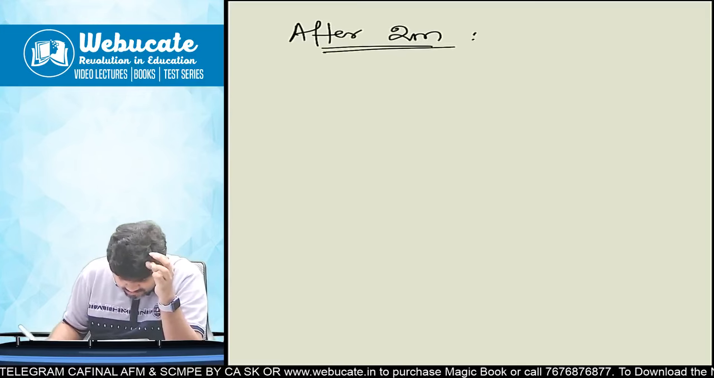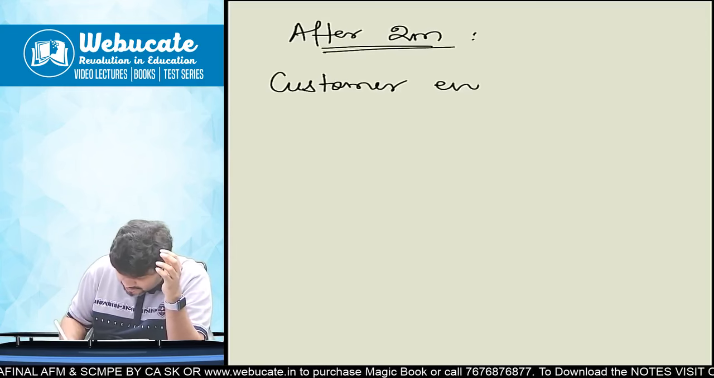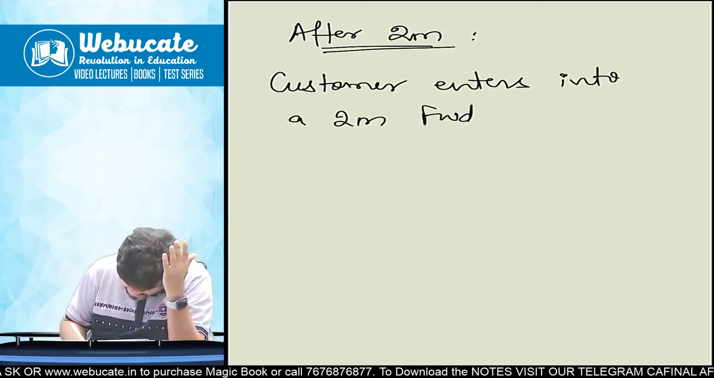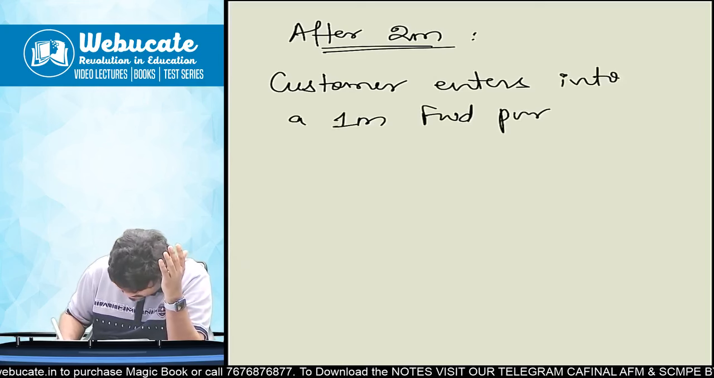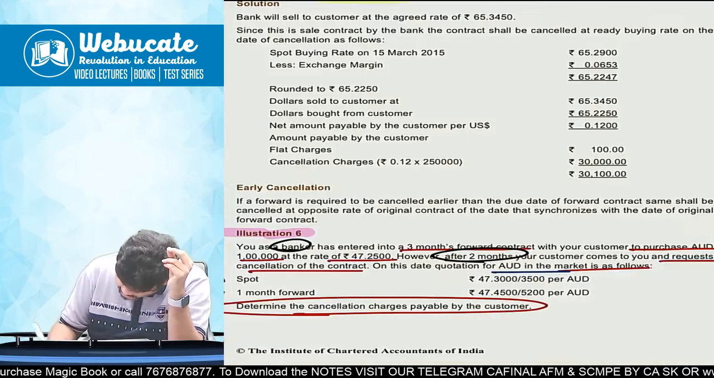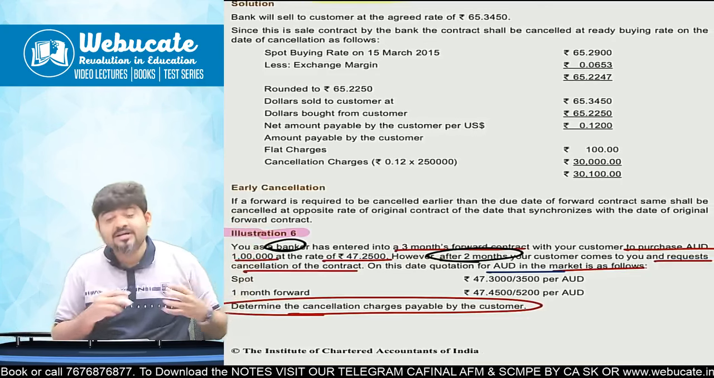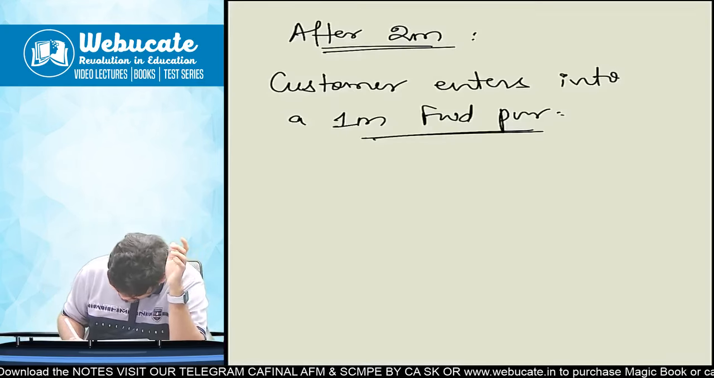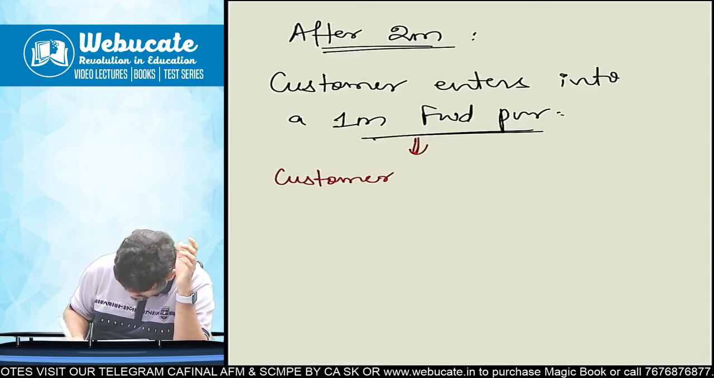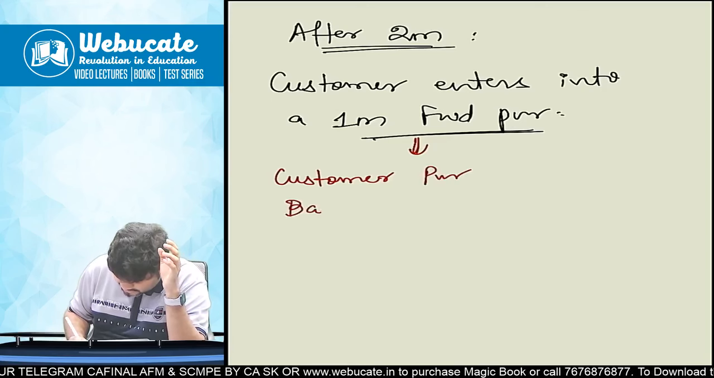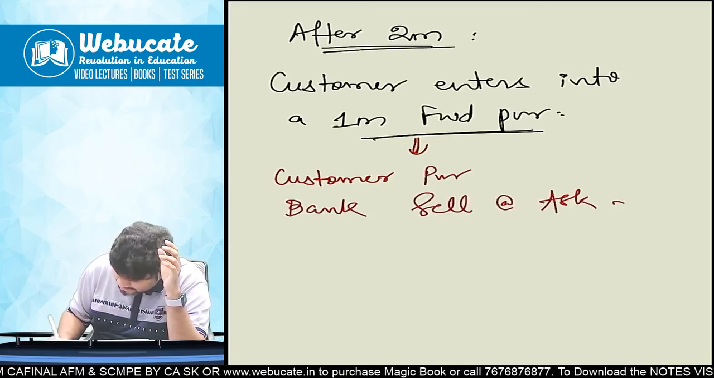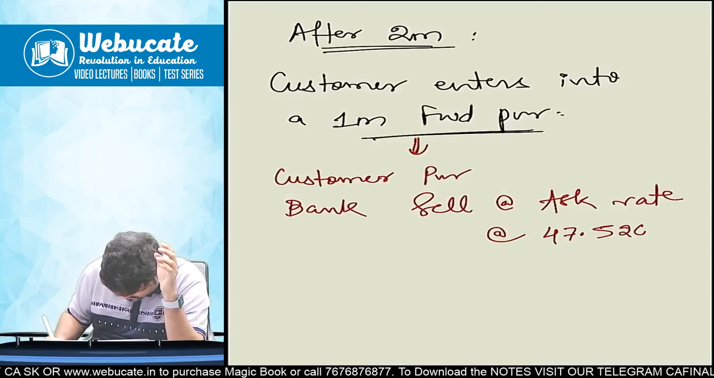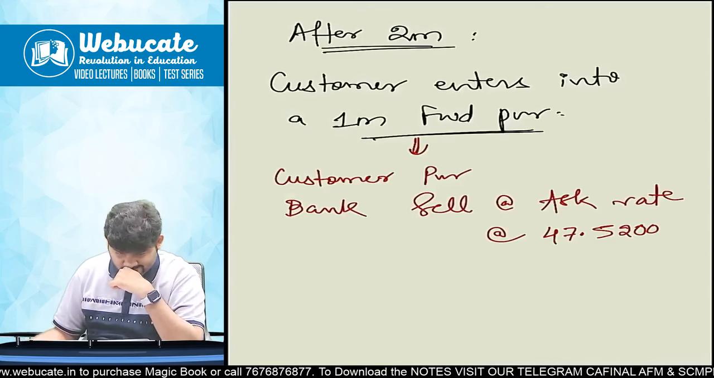After 2 months, what will happen? Customer enters into a 1 month forward purchase. So, how much is it? How much is the 1 month forward purchase? You want to purchase, bank will sell at 47.5200. Customer purchase, bank sell at ask rate at 47.5200. Done.